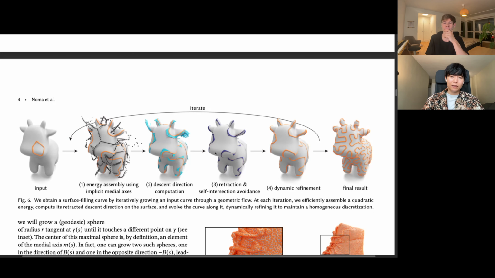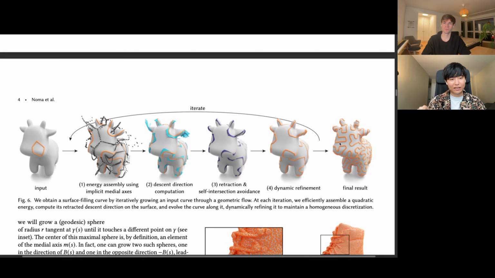Okay, good. So basically, given an initial shape, which is a curve that's defined onto this surface, on the very left end of this figure, you have this initial curve, and then you grow this curve such that it fills out the surface, on the very right end of this figure. Basically, how you do that is, you first assemble an energy function based on the current state of the curve, and then you get the gradient direction of that curve.